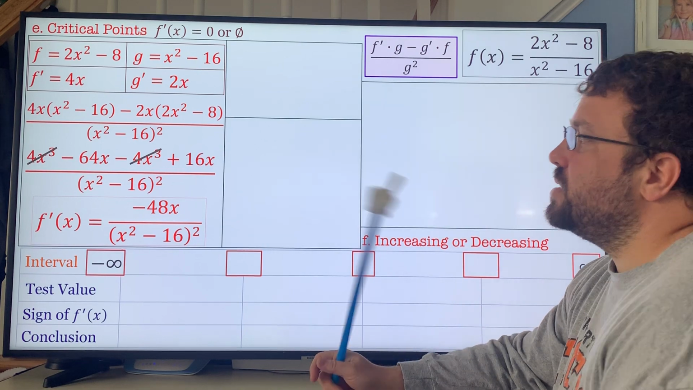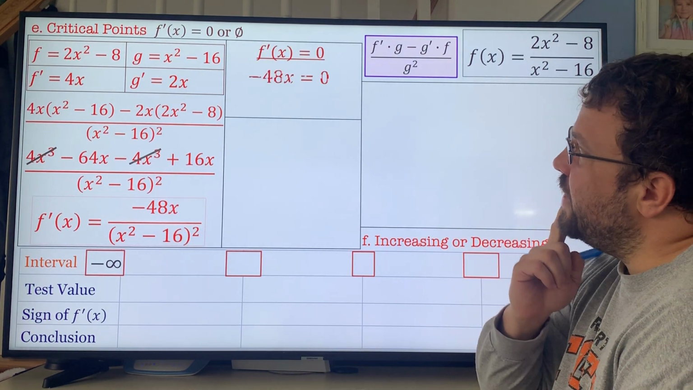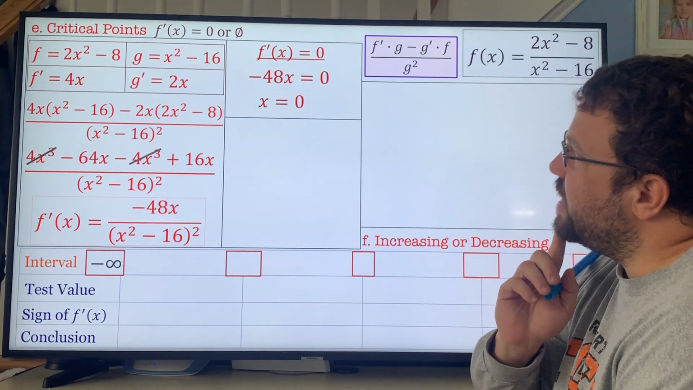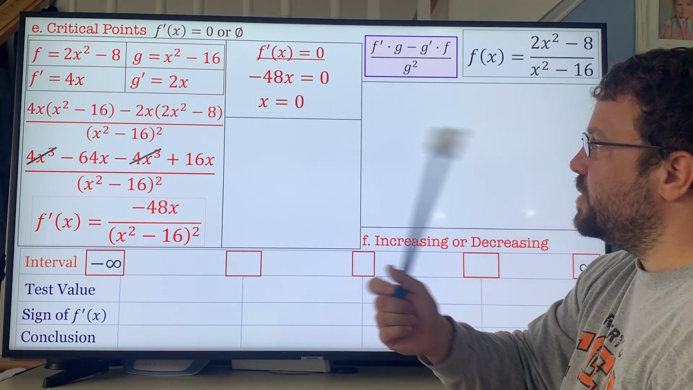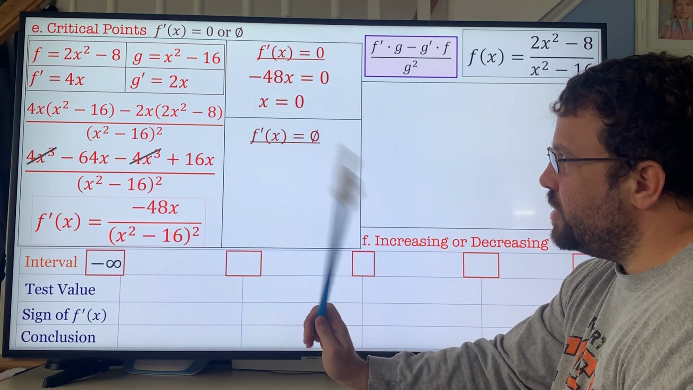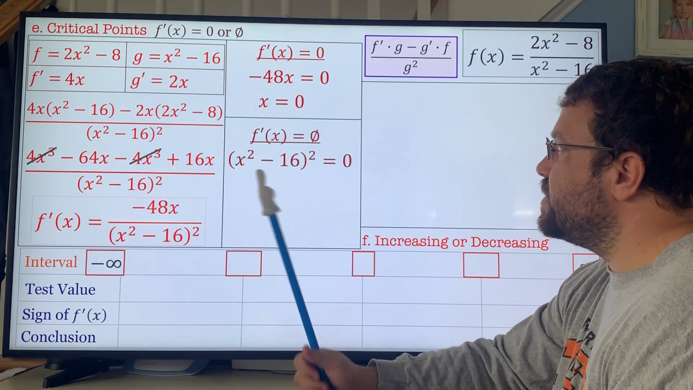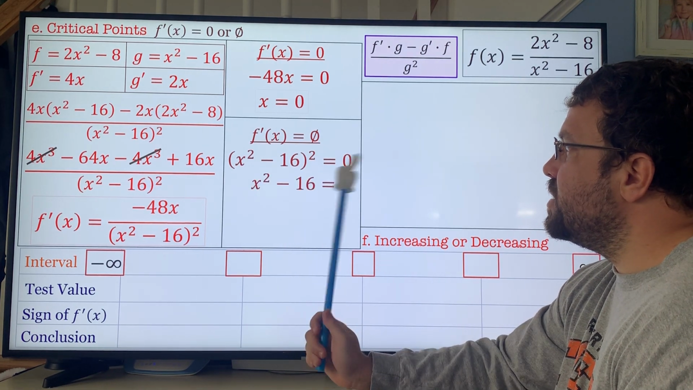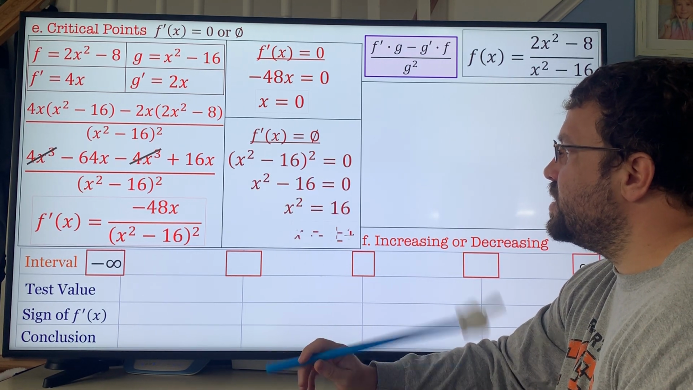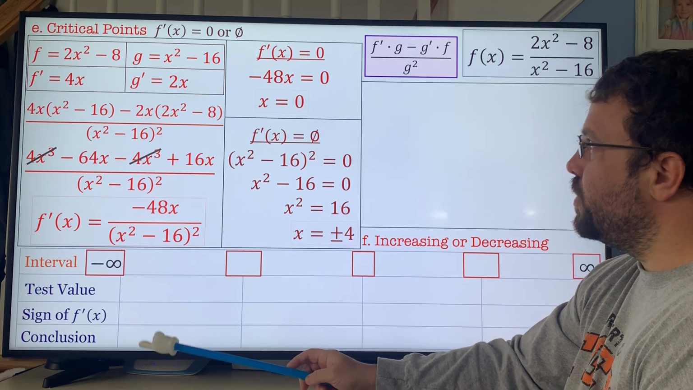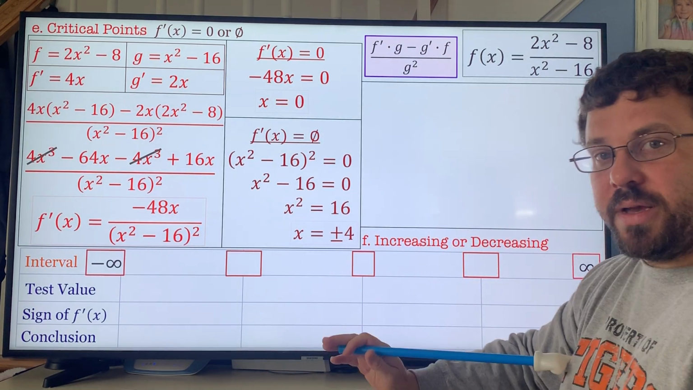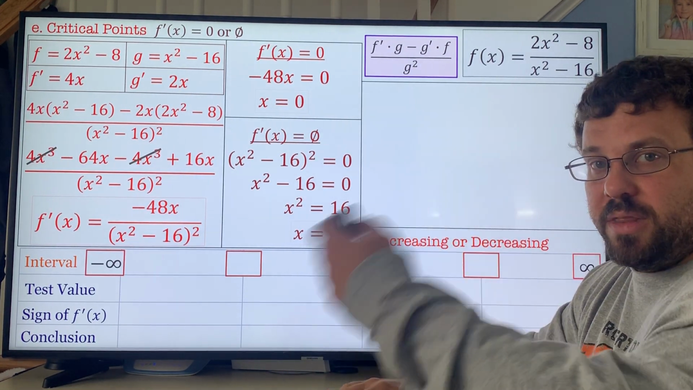So now we set the numerator equal to 0. Negative 48x equals 0, x equals 0. So that is our first critical number. When you set it equal to undefined, you set the denominator equal to 0. x squared minus 16 equals 0, so x squared equals 16, and the square root of 16 is indeed plus or minus 4. These numbers should look familiar because we already got them in the previous step.